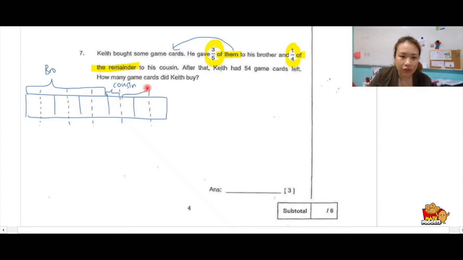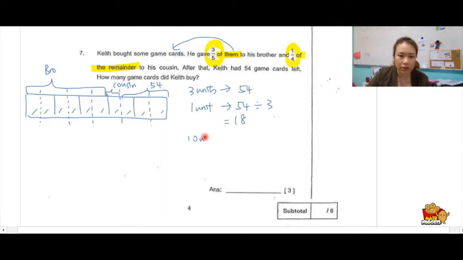And after that, Keith had 54 game cards left. So from the model, we know that 3 units is 54. 1 unit is 18. So how many game cards did Keith buy? Keith bought 1, 2, 3, 4, 5, 6, 7, 8, 9, 10. Everything is 10 units. So the answer is 180 game cards.